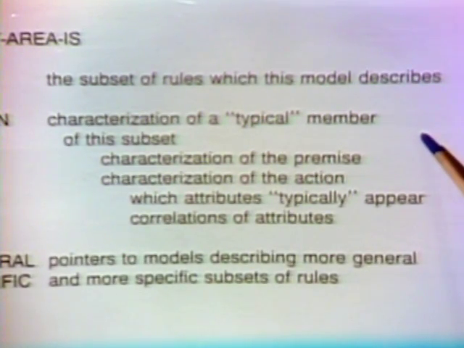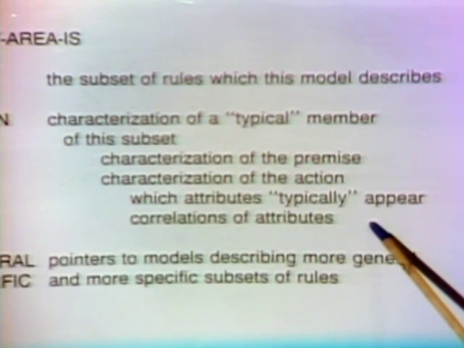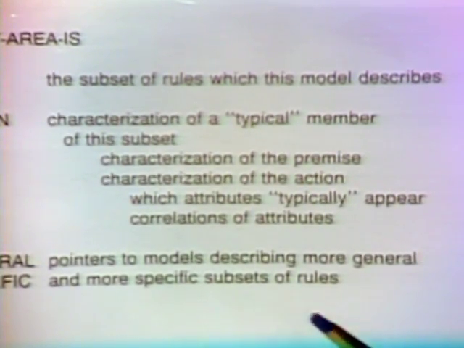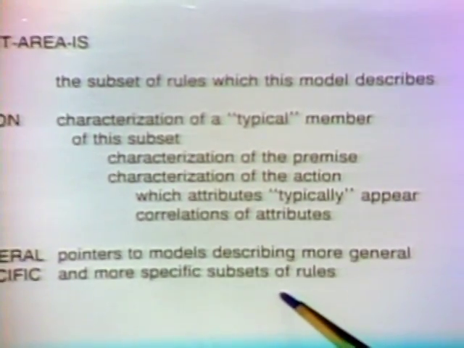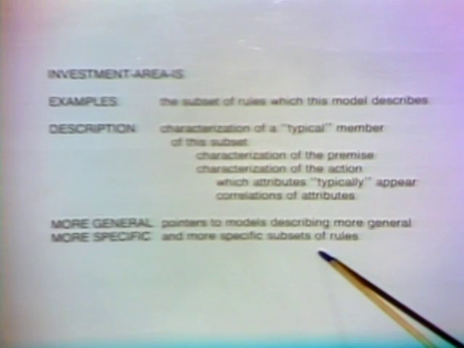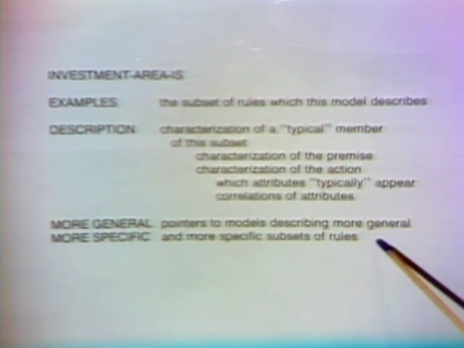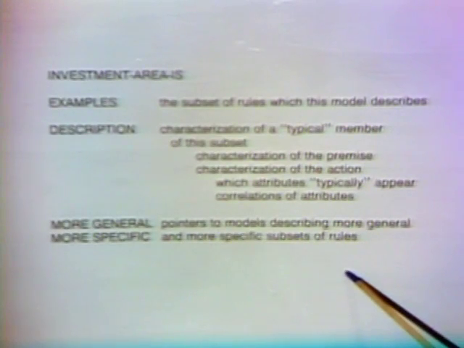That is, in the most general terms, I'm trying to characterize a typical member of this subset, and in more detail I do that by talking about what kinds of ideas typically appear in the premise of one of these rules, and of correlations of ideas that seem to show up together in the premises of these rules. Finally, it turns out that the rule models are also structured into a generalization hierarchy. That is, some of these models are more general than others, some more specific, and I simply have the appropriate sorts of structure here which point to models more general than the one I have here, and some that are more specific. It turns out that the system is capable of picking out the appropriate sort of model on this hierarchy in order to do its work.